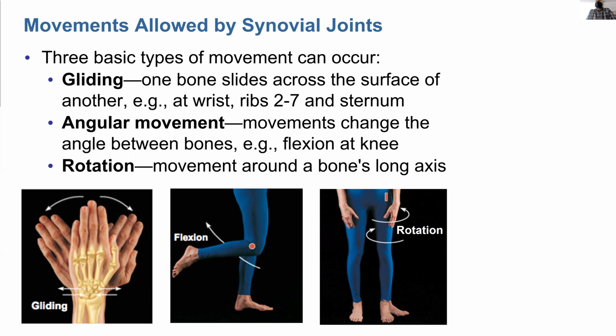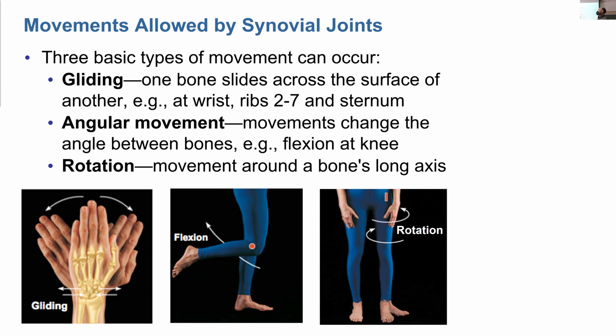First is gliding. Those are essentially when bones are just sliding along next to each other. Your carpal bones as well as your tarsal bones are great examples of that. When you move your wrist, all of those bones are gliding along each other in a very complicated way, in the case of both your carpals and your tarsals.